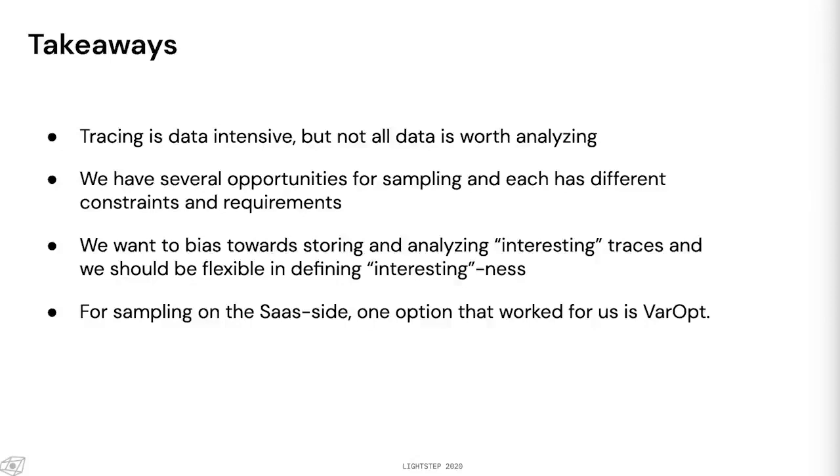So a few takeaways from this section. Tracing data is very data intensive, but it's not all worth analyzing. There's obviously noise in the data. And we have several opportunities to sample, and each one has different constraints and requirements. But we want to be on the back end side. We want to bias towards storing and analyzing the interesting traces. That's where we want to spend our budget. And we should be flexible in defining what it means for a trace to be interesting. And so what I presented is a solution that worked for us, which was BarOpt sampling.